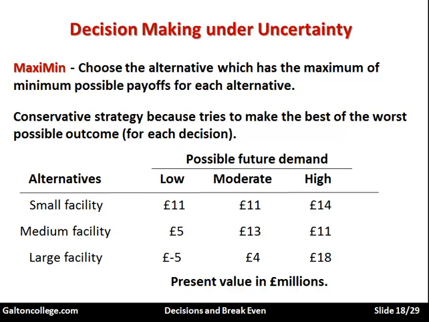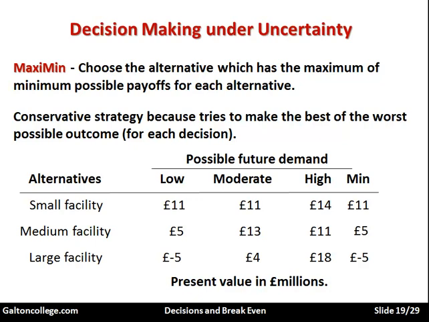Let's see how it works. Here's our table, the one we had earlier, our matrix, and we have low, moderate and high demands and small, medium and large facilities, small, medium and large factories, let's say. And we have the figures in here which are the payoffs. These are the outcomes that are estimated under each of these conditions. Now we're going to use the maxi-min. So with the maxi-min, what we do is we have an extra column over here on the right hand side. It's just been inserted. If you look at it, it's there. Now the minimum column takes the minimum of each of the payoffs across. So if you look at the small factory, it's 11, 11, 14. So the minimum is 11.